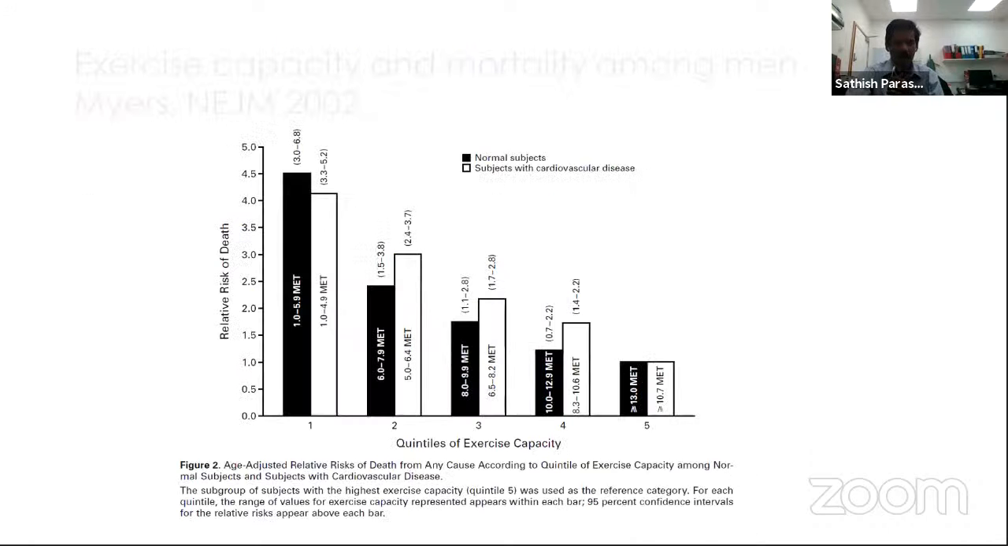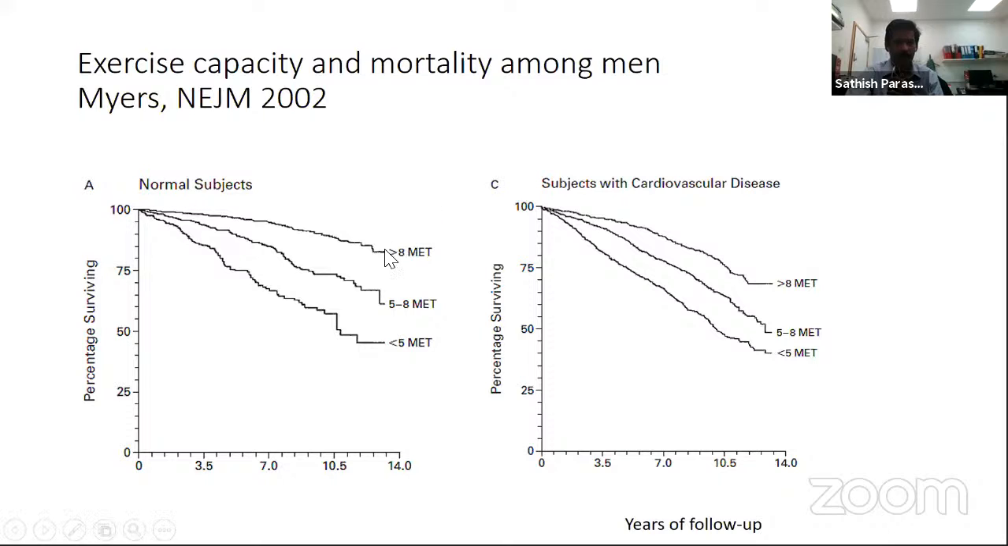At the same time, if they exercise for more than 8 metabolic equivalents, your survival is more than 80%. So no history asked, apart from the cardiovascular history, nothing else asked, no other blood test done, only treadmill test. And here, the patients with cardiovascular disease, these are proper cardiovascular disease patients. Again, if you exercise for less than 5 METs, about 35% prognosis, more than 8 METs, about 70% prognosis.